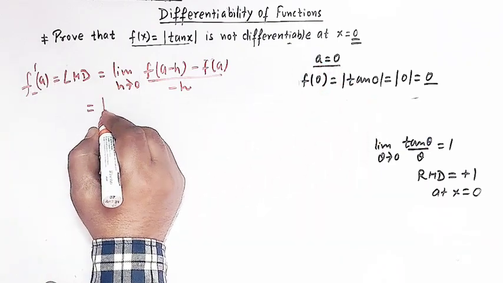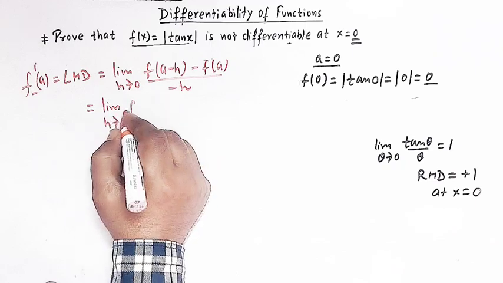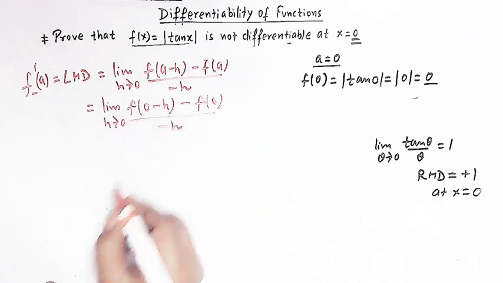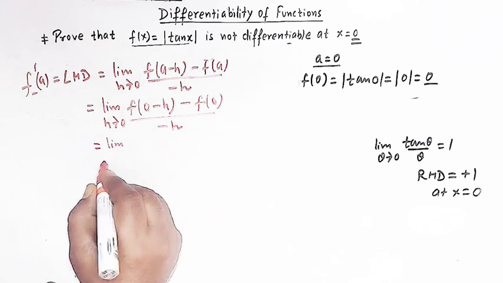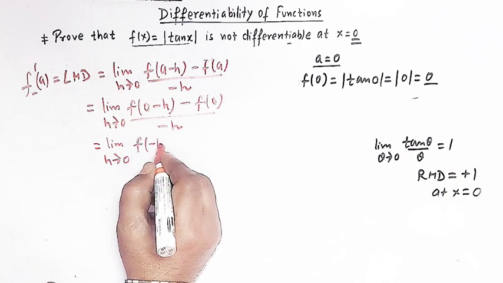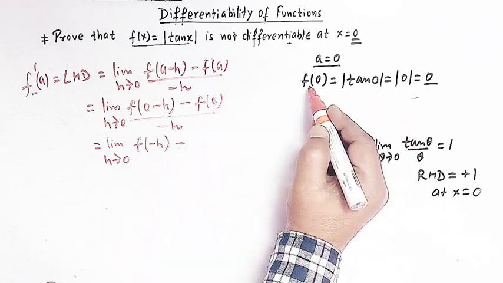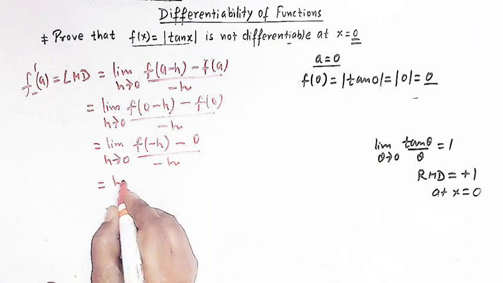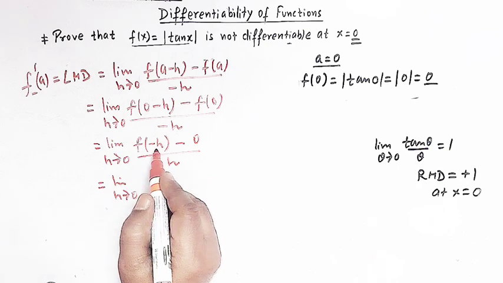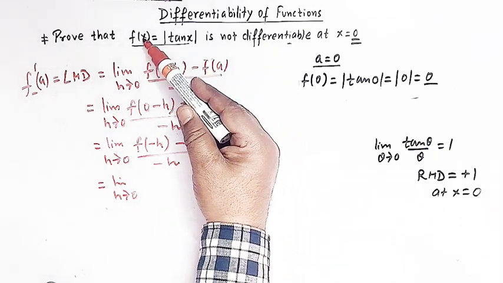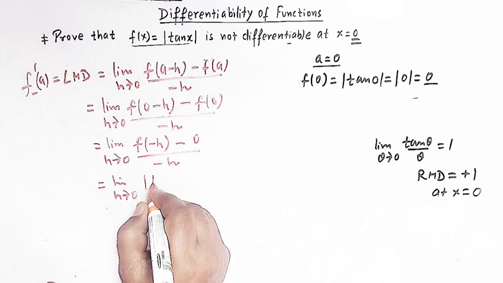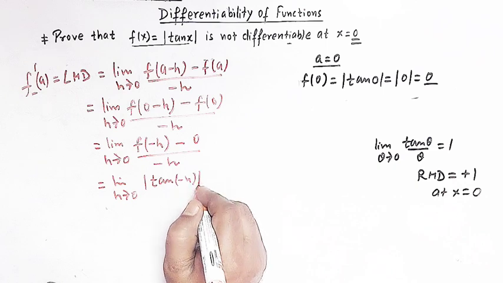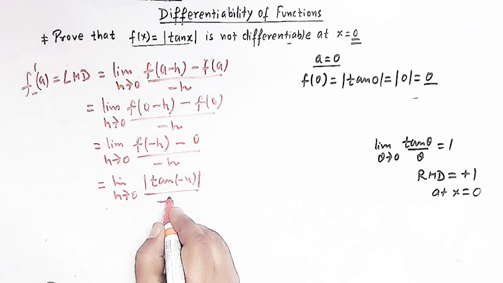So we can now write limit h tends to 0, f of 0 minus h minus f of 0, divided by minus h. Now we have limit h tends to 0, f of minus h minus f of 0, which is 0, so here we have minus h. So we have limit h tends to 0, f of minus h, which can be obtained by replacing x by minus h. So we have mod of tan of minus h, and in the denominator minus h.